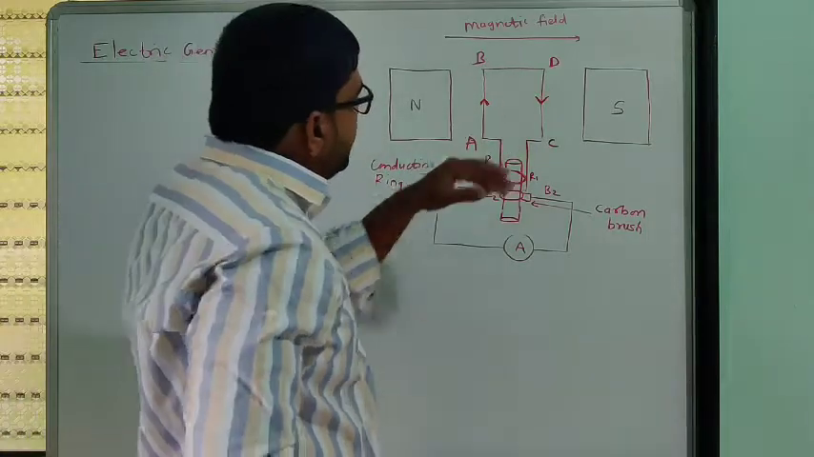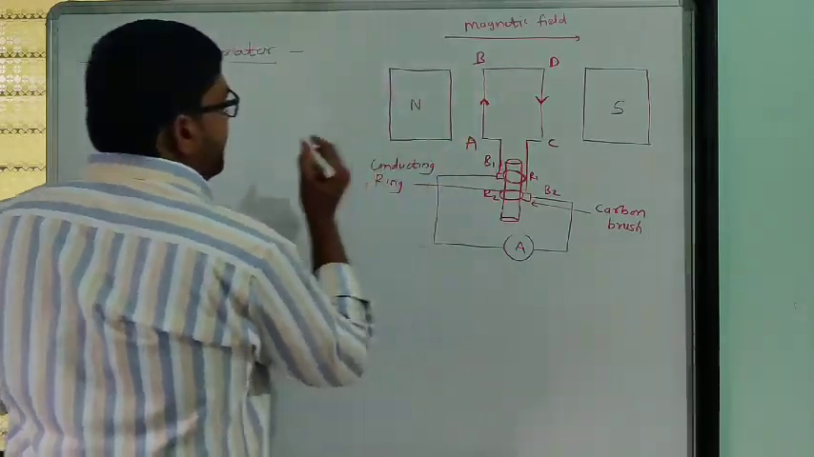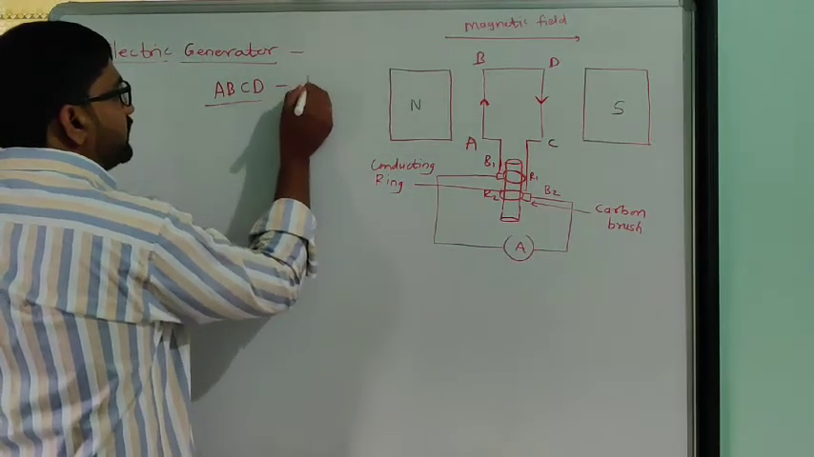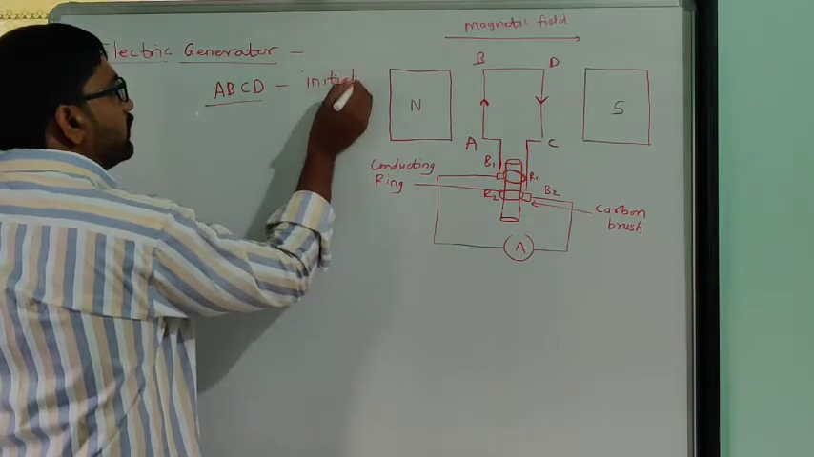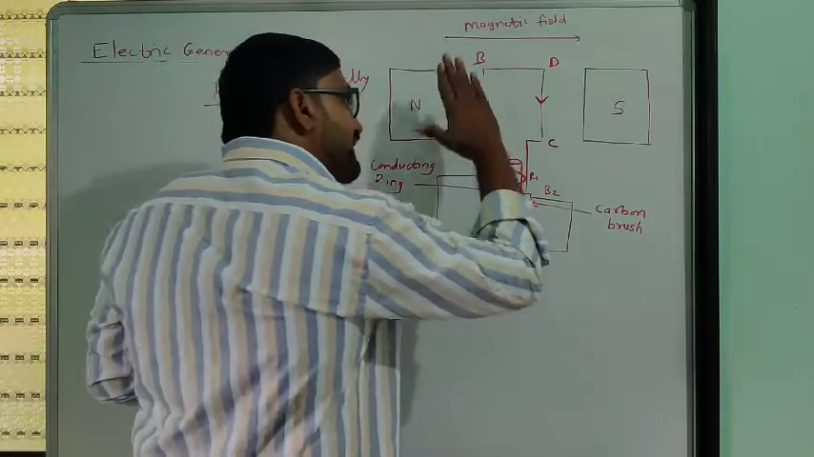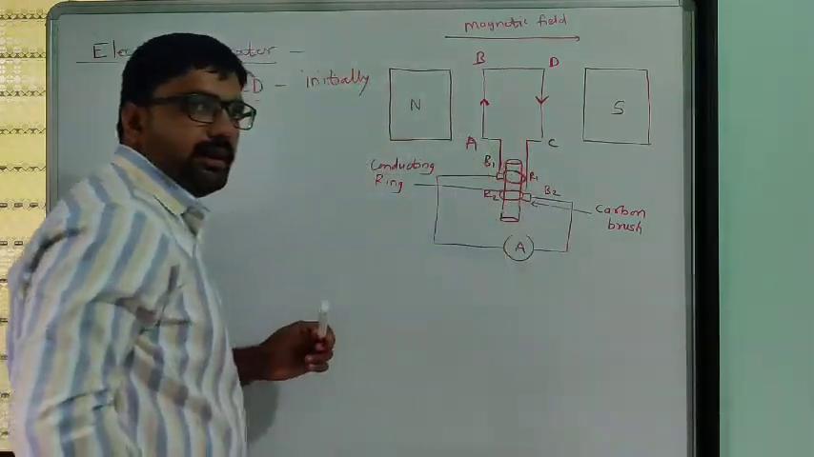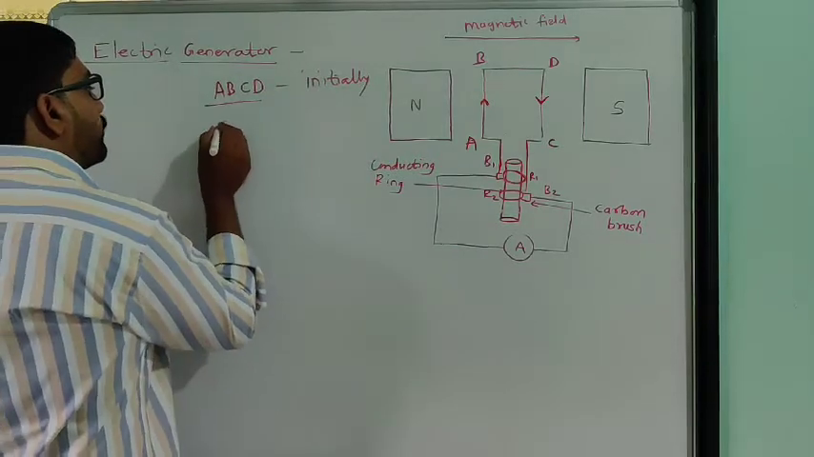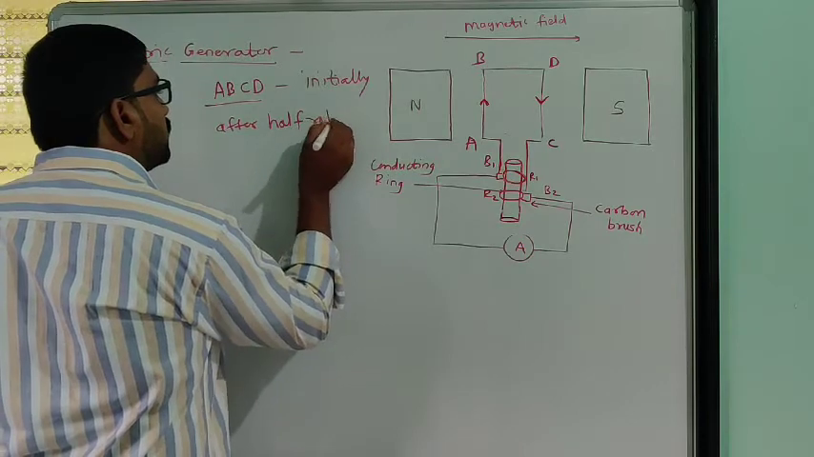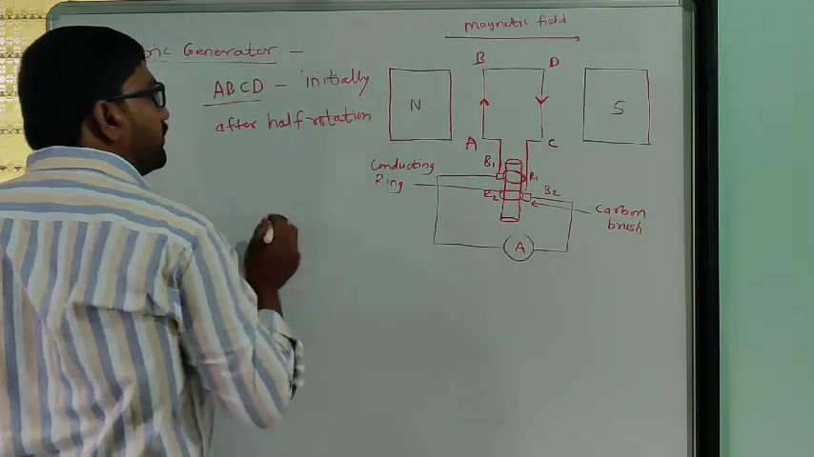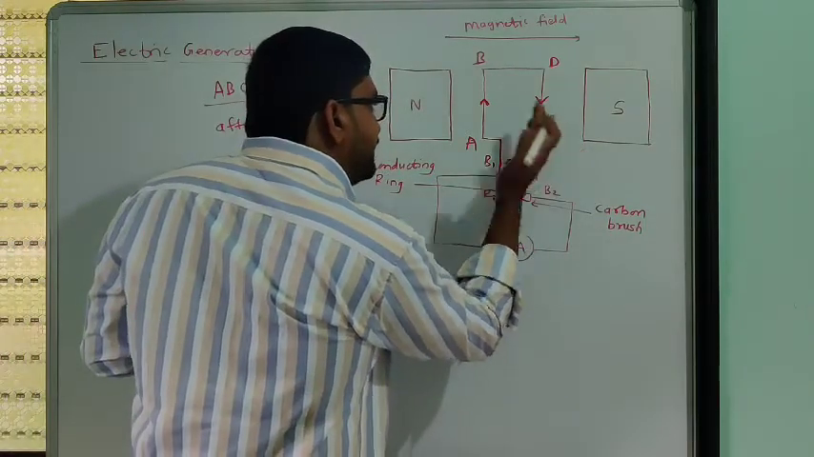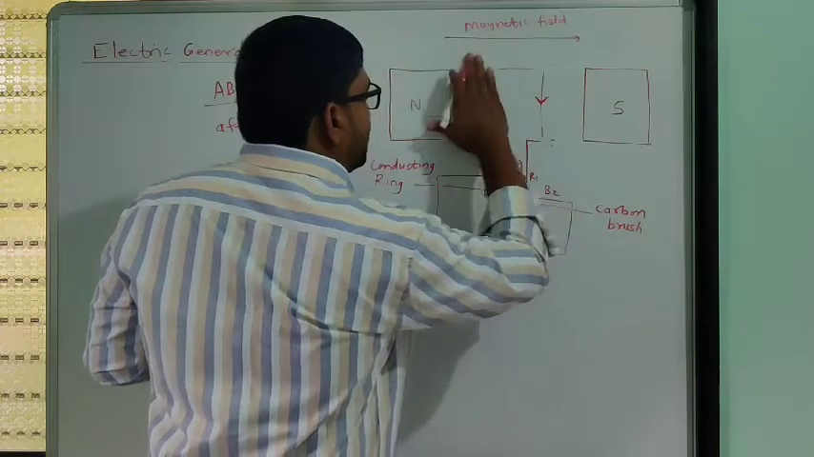Initially the current flows in this direction, AB CD. This is the direction initially. Now after half rotation, the AB side goes here and the DC side comes here. So after half rotation, the direction of current will get changed. So CD will be here and AB will be there like that.